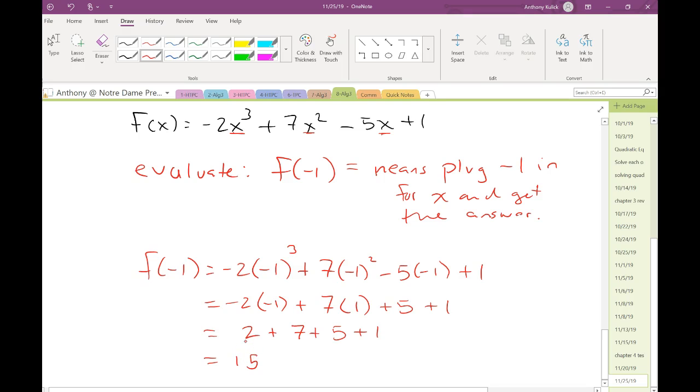Everybody kind of remember doing this from your Algebra 1 class? This is the same thing we do like when we're graphing, right? We pick a value for x and then we plug it in to find the y value. Same idea here. Harley?